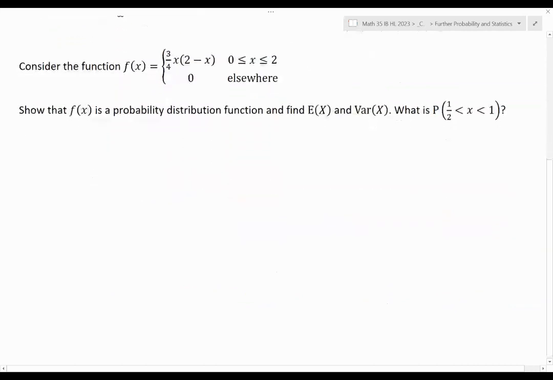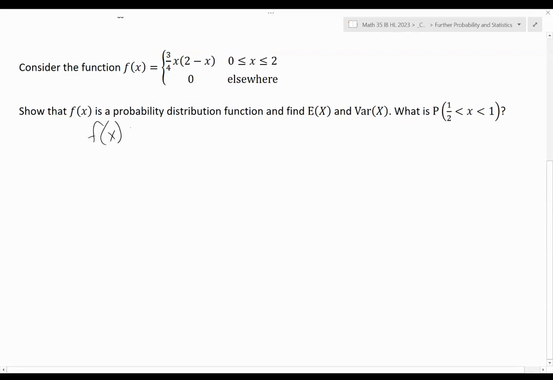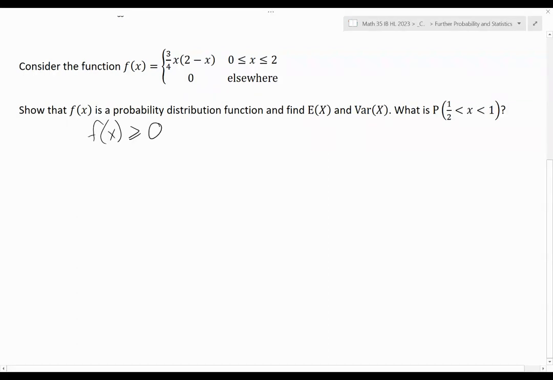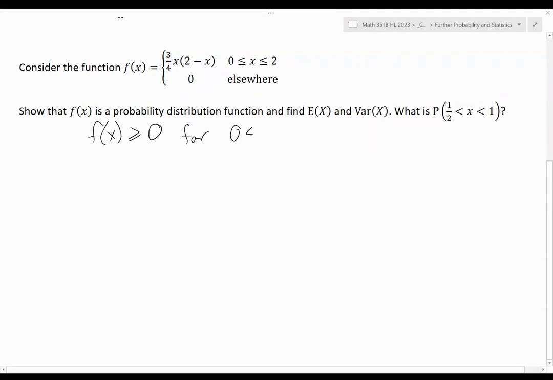So let's consider this probability distribution. I don't know yet that it is a probability distribution function. I have a function. It is continuous between 0 and 2. The function is defined as 0 elsewhere. I can see that this, 3/4 x times (2 minus x), is a quadratic. It's a parabola that crosses the x-axis at 0 and 2, and because it opens downward, it is above the x-axis between 0 and 2. So f of x is greater than or equal to 0 for 0 is less than or equal to x is less than or equal to 2.